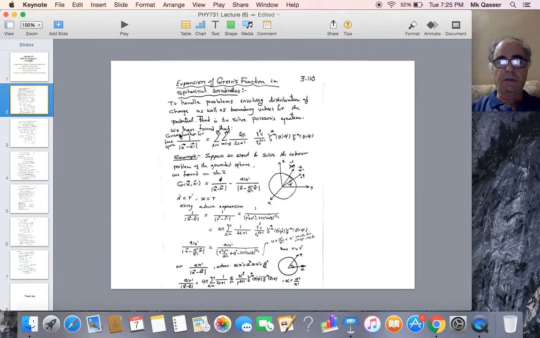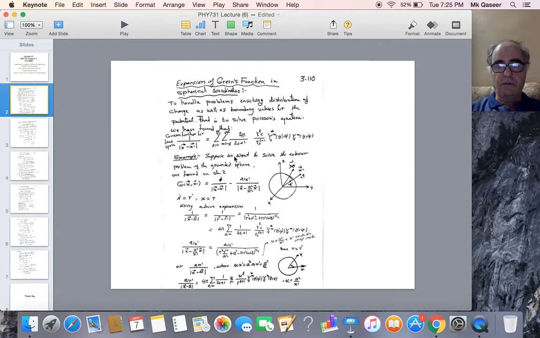Now let's apply this to solve the exterior problem of a grounded sphere. We solved this problem in a previous lecture or in the class. Now this is the coordinate for the source term where the charge is located, and this is for the field point, and this is the image. We found that the Green's function for this problem is given by this expression. Now we have to expand this in terms of spherical harmonics.